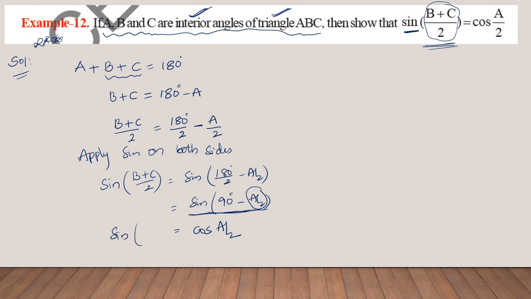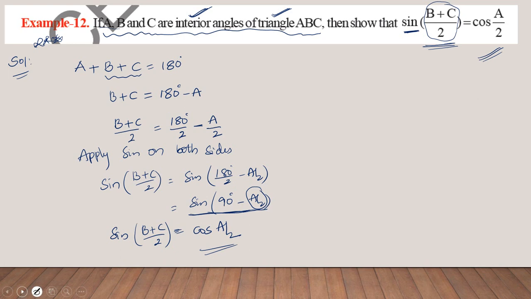So from this I can directly write sine of B plus C by 2 is equal to cos of A by 2. This is what he asked you to prove. So we have proved it, right? If you have sine of B plus C by 2, then you get cos of A by 2. If you have cosecant of B plus C by 2, you get secant of A by 2. If it is tan of B plus C by 2, then you get cot of A by 2. Likewise for all the 3 complementary pairs, for the same question you get those complementary pair answers, right?